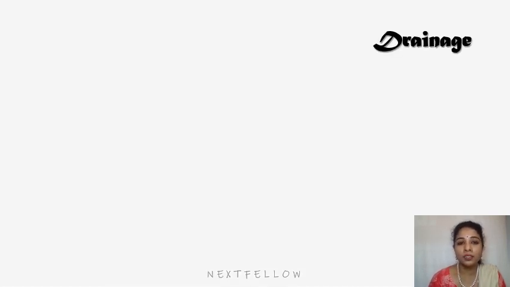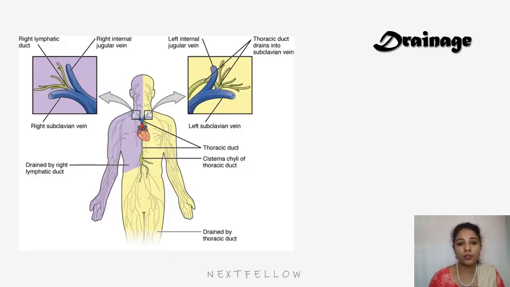The thoracic duct drains almost the whole body except a few areas. So you can see here on the left side, the thoracic duct drains into left subclavian vein, at the junction of formation of left brachiocephalic vein, where the left internal jugular and left subclavian meet. On the right side, there is a similar duct called the right lymphatic duct, which opens into right subclavian vein. So right side, right subclavian vein; left side, thoracic duct drains.